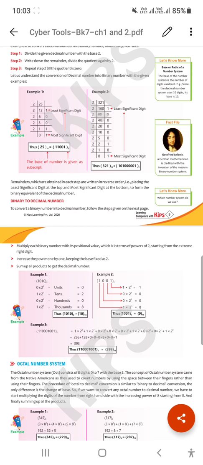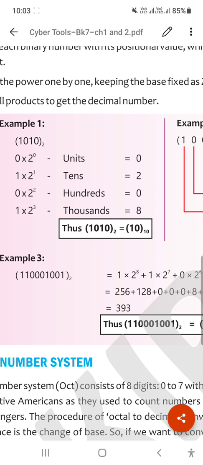In the next topic we are going to learn about binary to decimal, right? In binary to decimal, here is an example: 1010, right? It's 10 in decimal, right? So we are going to check if it is right. It is the binary number 1010. We are going to convert it.